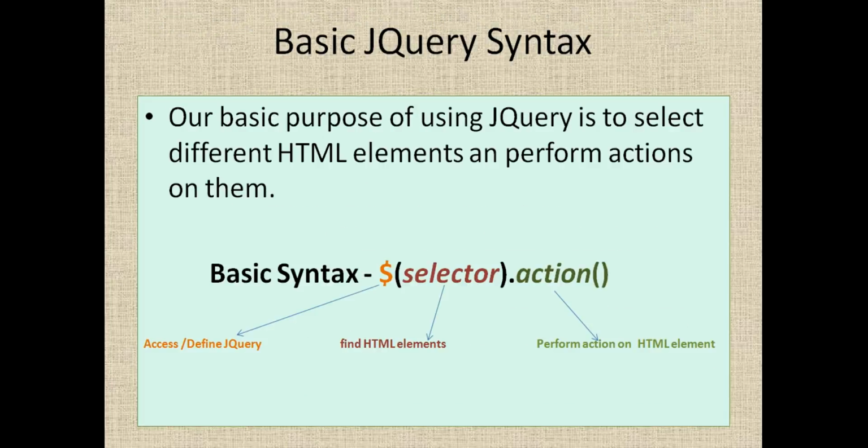Now let's see the basic jQuery syntax. We use jQuery to access the HTML elements and perform actions on them. So the basic syntax is you use a dollar sign that represents the jQuery library, and then in the parentheses you mention the selector. Selector selects a particular HTML element, and then the action performs the action on it.